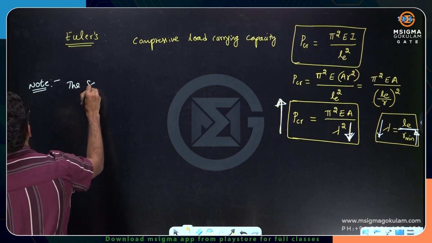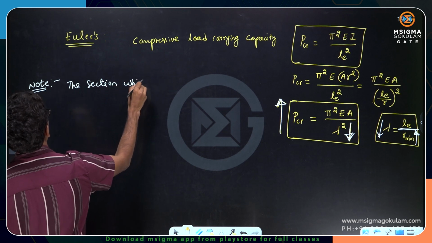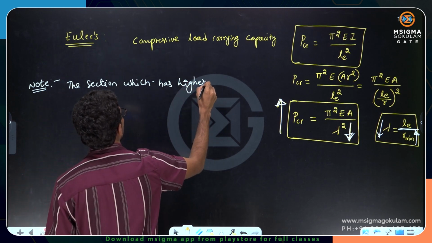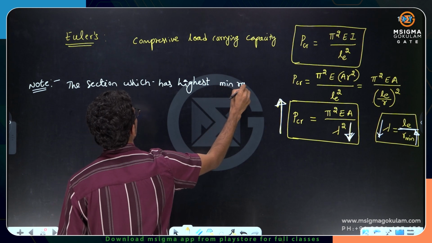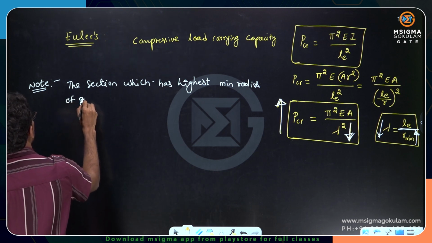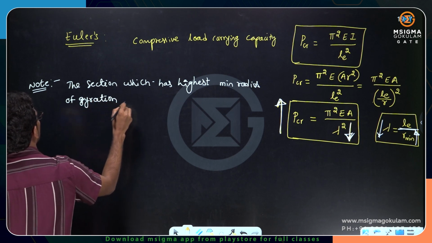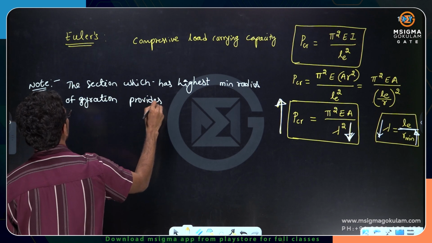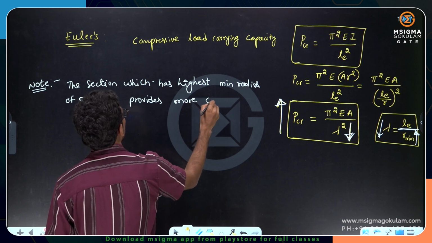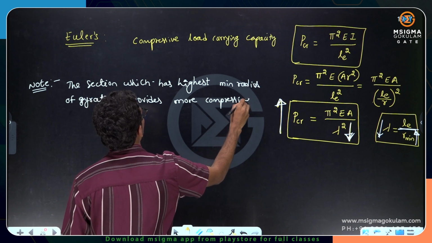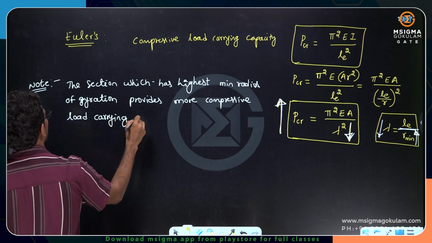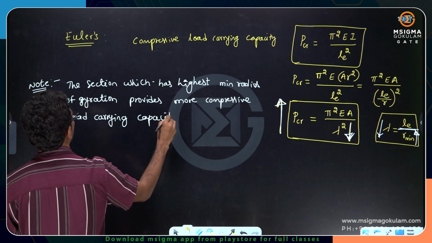The section which has the highest minimum radius of gyration provides more compressive load carrying capacity.